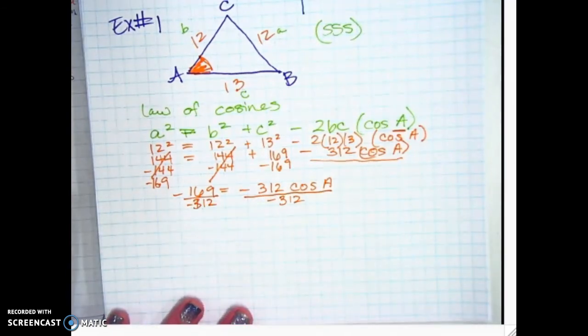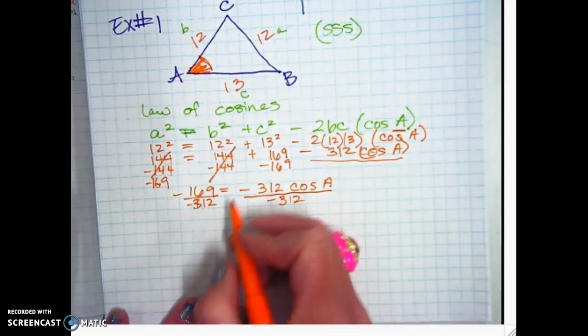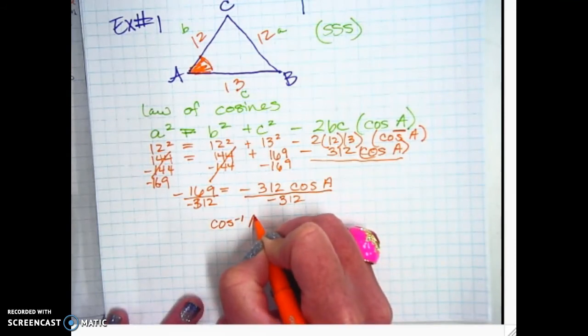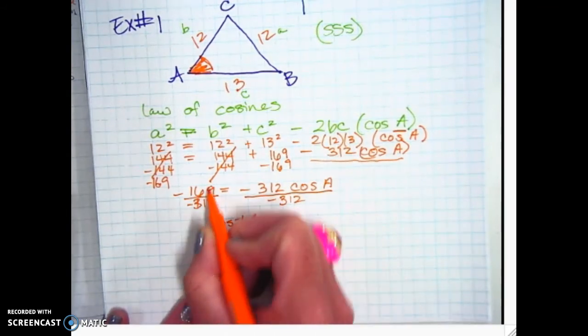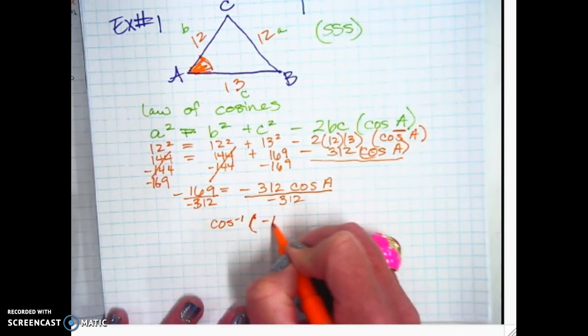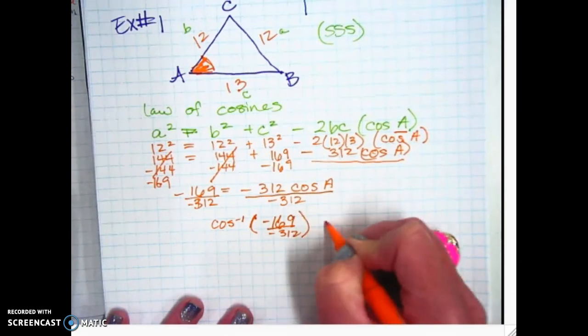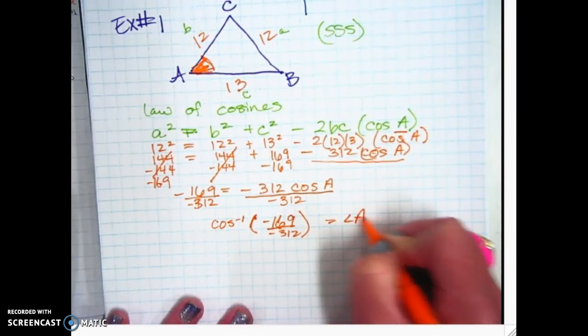And because we're solving for an angle, do we use regular trig or inverse trig? Inverse trig. So we're going to say inverse cosine of that angle. Well, it's going to end up being a decimal. So negative 169 over negative 312. That's going to give us angle A.